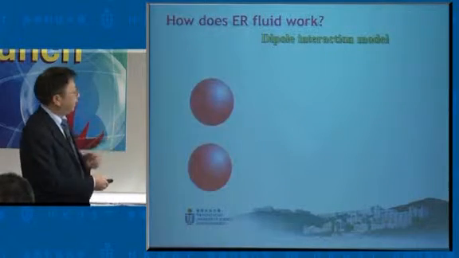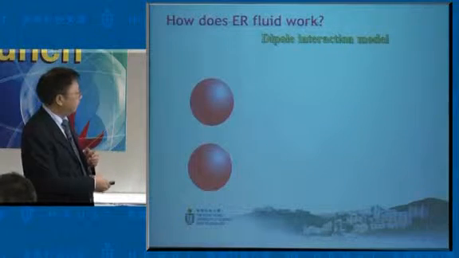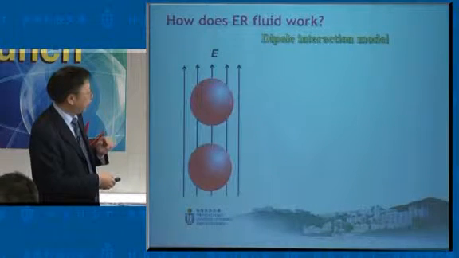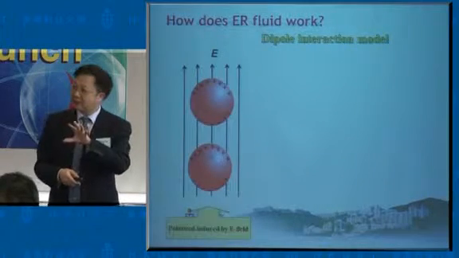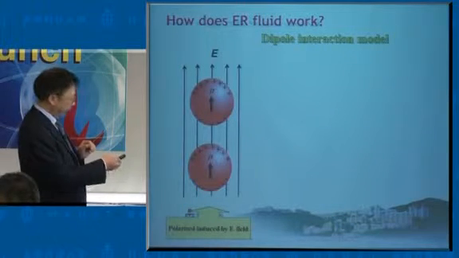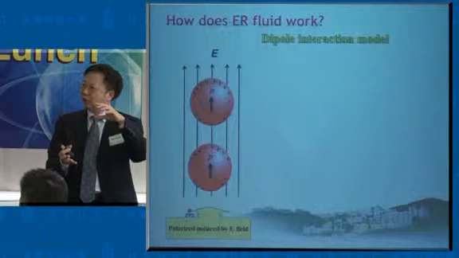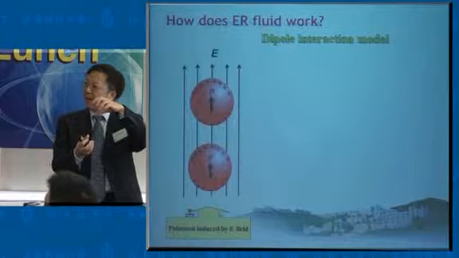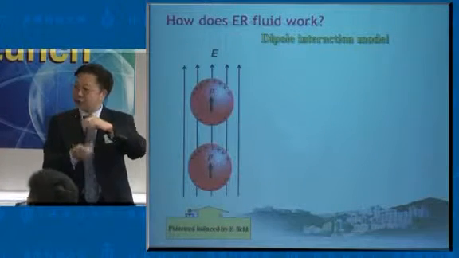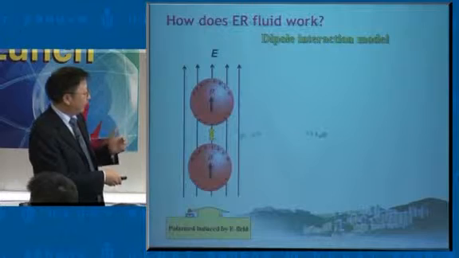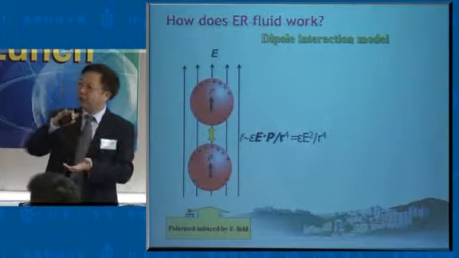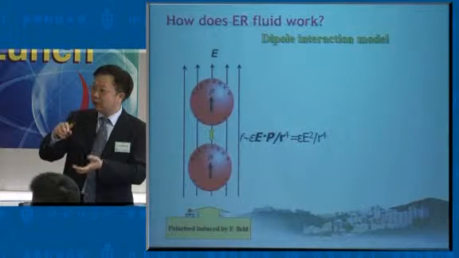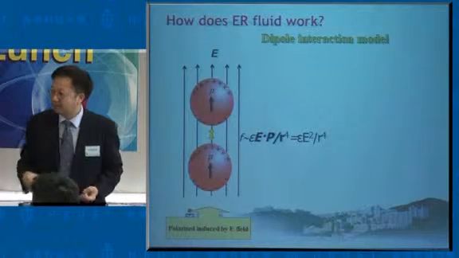The working principle is very simple. You can see here, there are two particles suspended in oil, and an electric field is applied. The particles will be polarized, meaning the positive and negative charges go to the two ends. Positive and negative attract each other, like a magnet, N and S attracting each other. This attraction force is proportional to the applied electric field, so by changing the voltage, you can change the force between the particles.